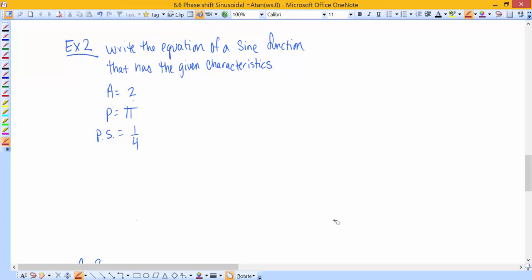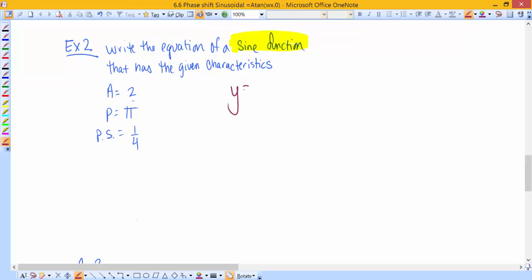Now, on this one, you're given the amplitude, the period, and the phase shift, and we're going to use that information to create a sine graph. So write the equation of a sine function that has the given characteristics.